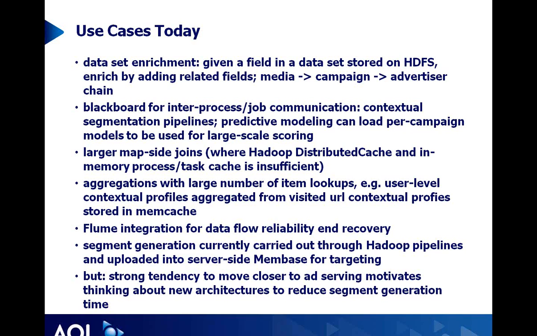One interesting use in that respect is for predictive modeling, where we can load per campaign models into Memcache to be used for large-scale scoring in Hadoop jobs. Larger map side joins where Hadoop distributed cache and in-memory process or task cache is insufficient. Then aggregations with large number of item lookups, for example, user-level contextual profiles aggregated from visited pages and contextual profiles of those pages stored in Memcache. I already mentioned Flume integration for data flow reliability and recovery.